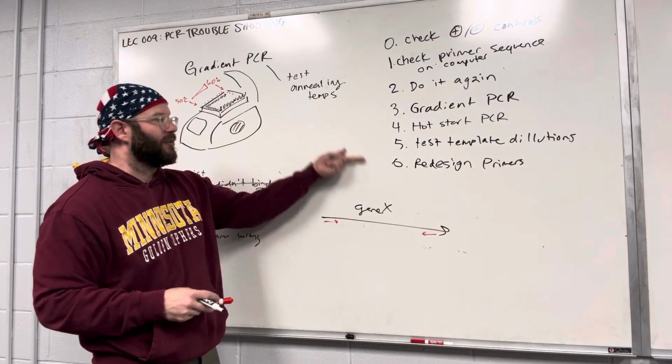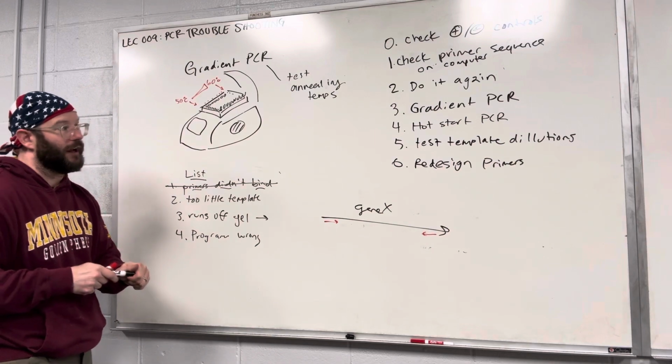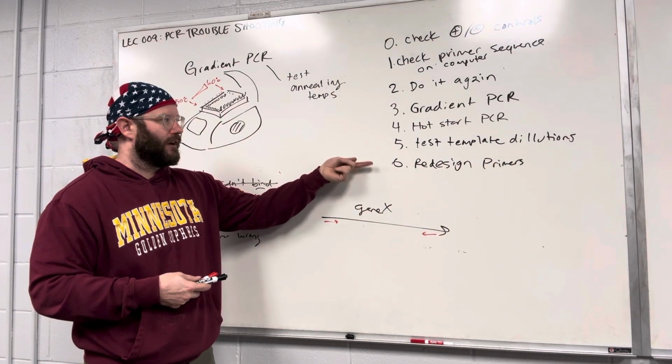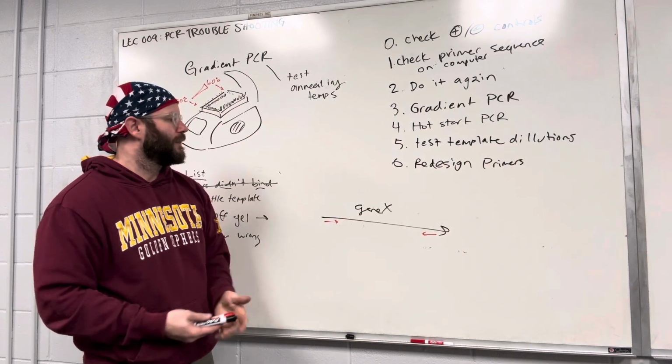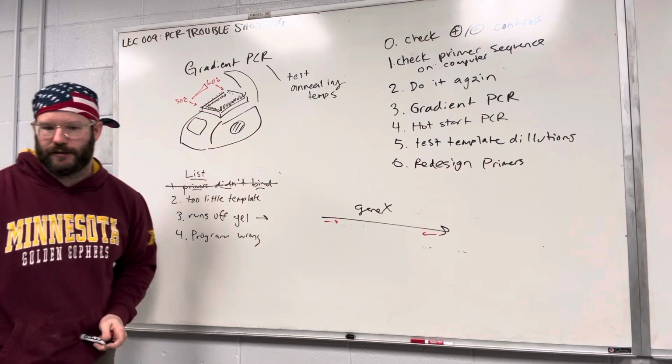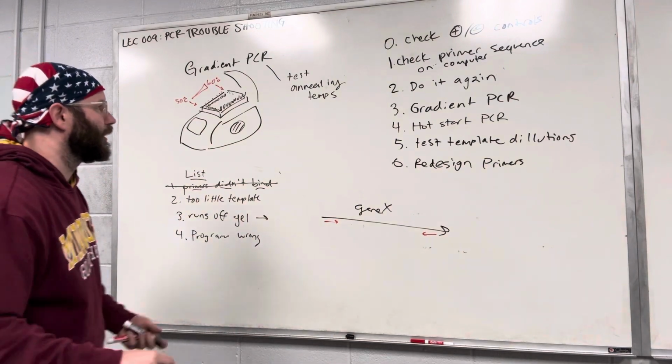That's a very common fix. Just redesign the primers, try it again. And primers are very cheap. So PCR primers for a forward and a reverse cost about $10. So it's very cheap to just quickly get a few different sets and see what's working, what's not working.